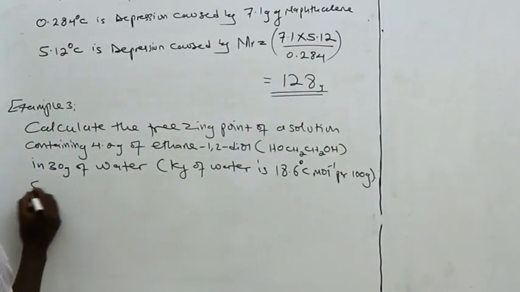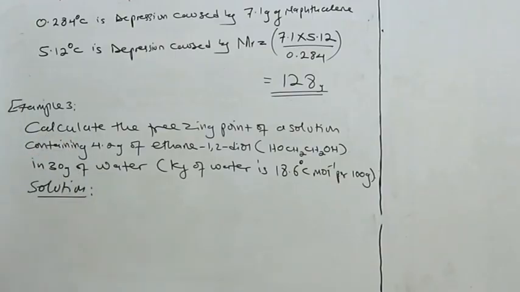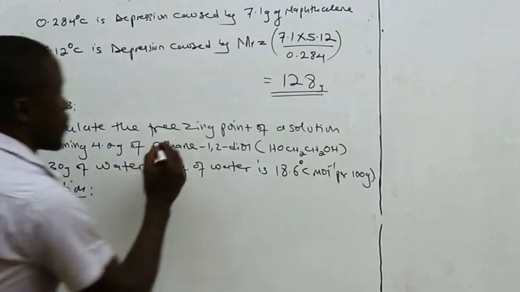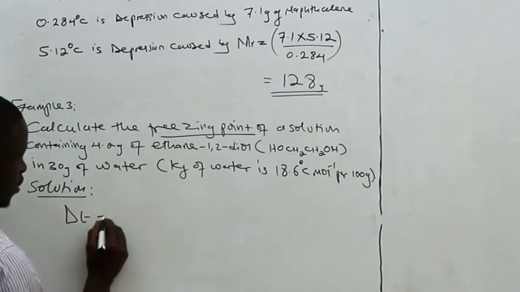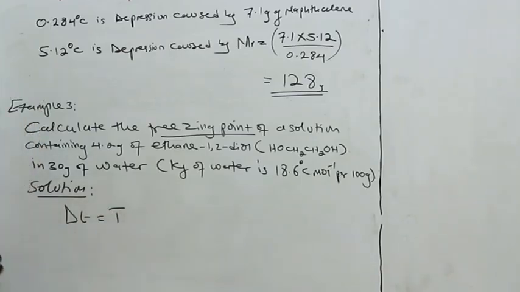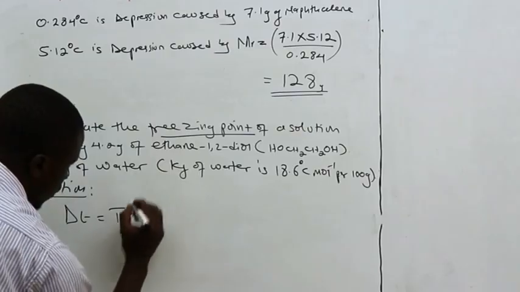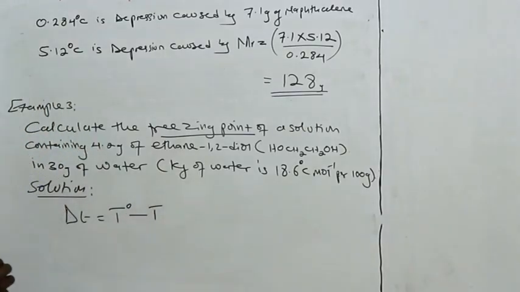So in the solution, there are quite a few things that we need to analyze. They are asking for freezing point. Where do we get the freezing point? Remember that dt is the freezing point of the solvent, subtract the freezing point of the solution.